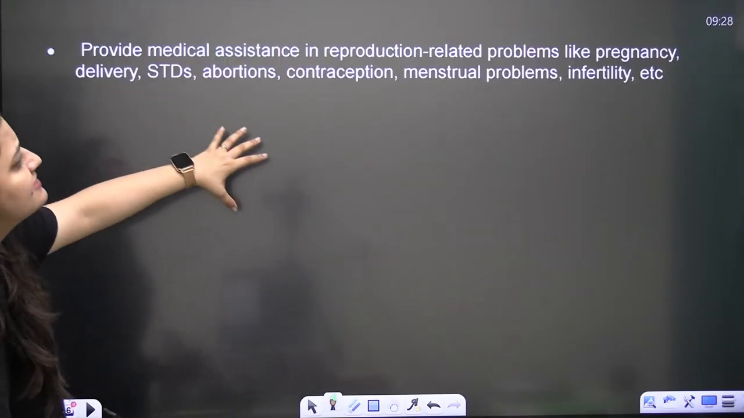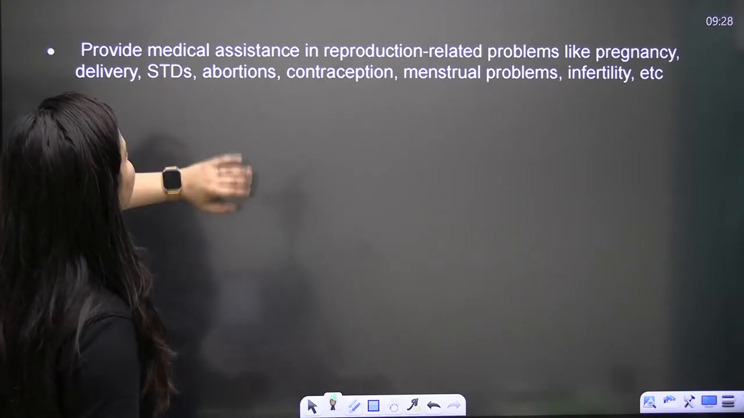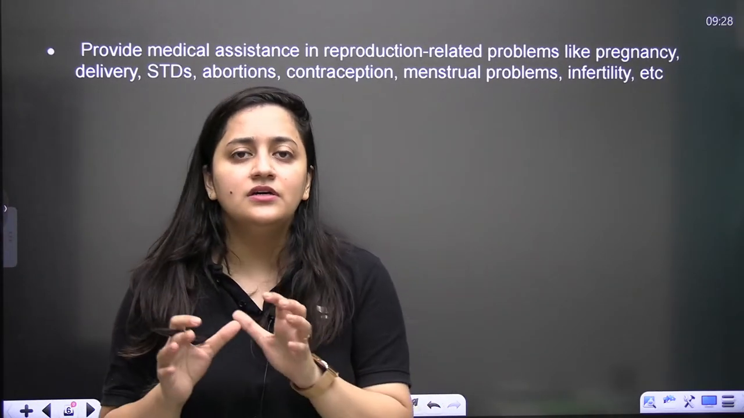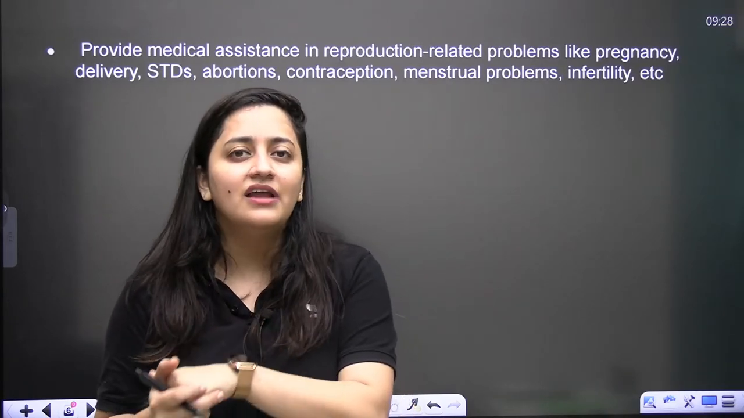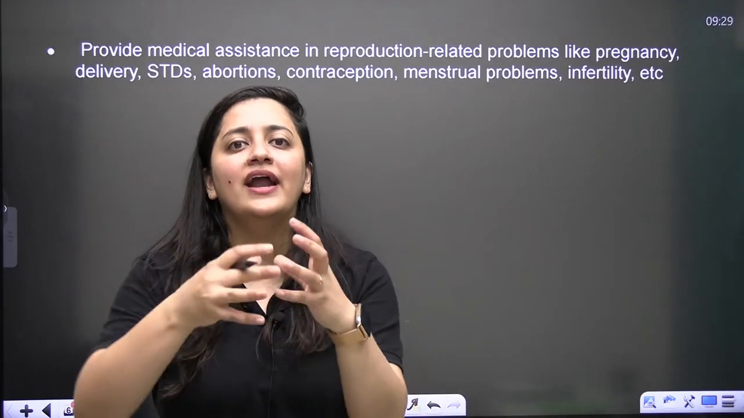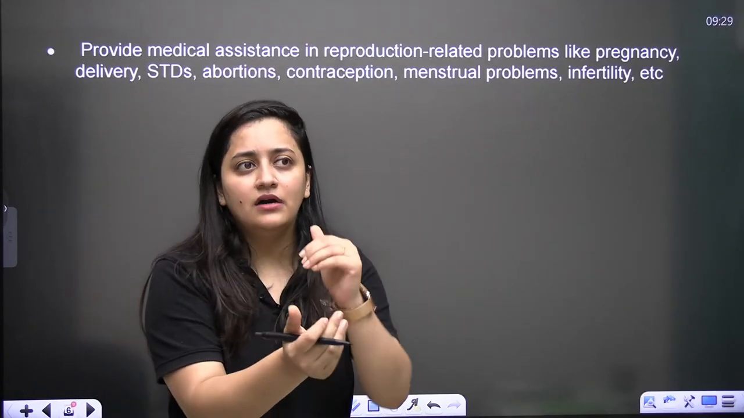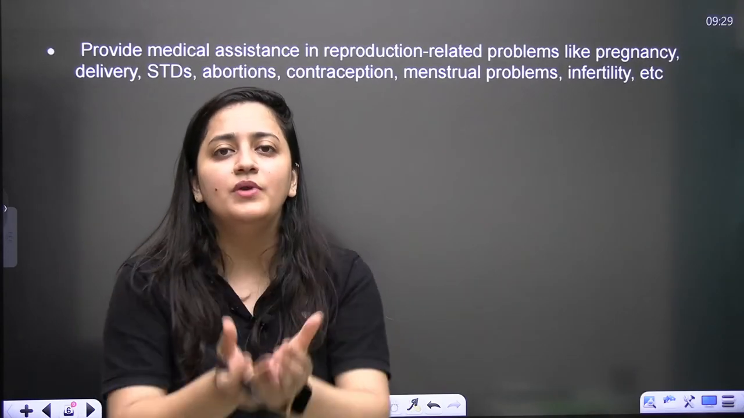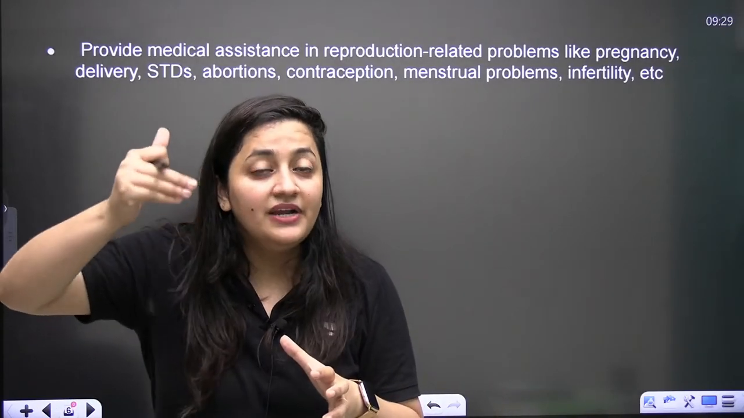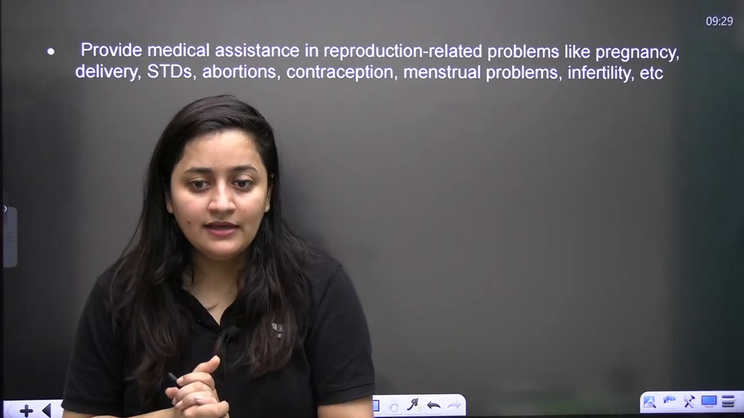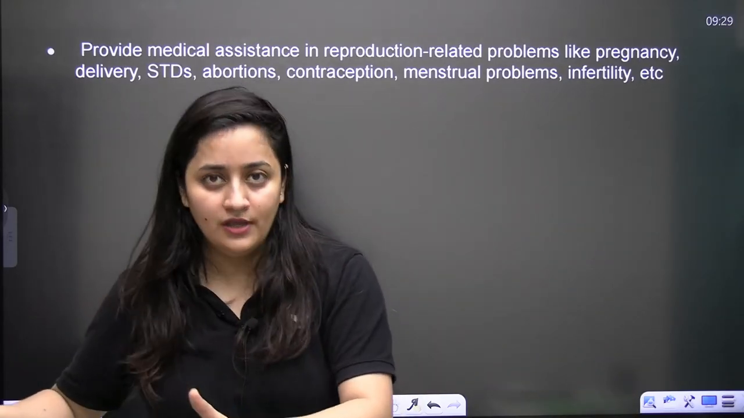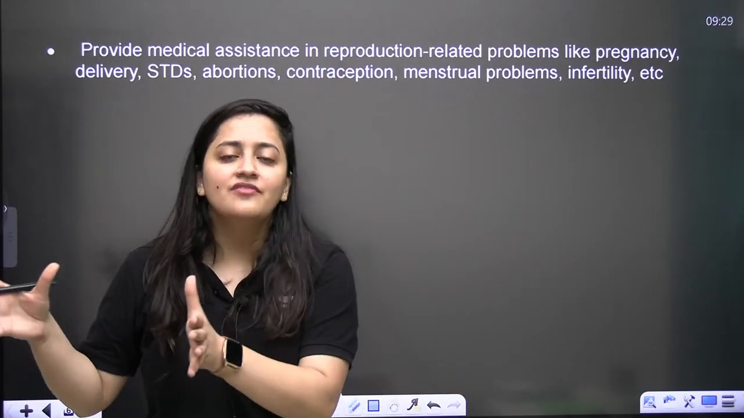So providing medical assistance in reproduction related problems like pregnancy, delivery, STDs, abortion, contraception, menstrual problems, infertility, etc. In this age, basically the students are not even aware of all the sexual practices, and they don't know how to handle things. So obviously they can create some problems for themselves. Even in teenage, the abortion rate was increasing. So it is mandatory to provide sex education in school, so that they can get proper guidance. And if there is any problem, they can talk to their elders so that they can get the proper solution. All these things come under the reproductive and child health care programs.